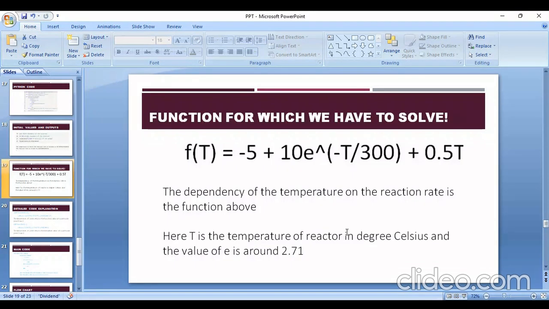So this is the function for which we have to solve, or in other words, we have to find the temperature at which the reaction rate is minimum. This is basically the Arrhenius equation which I have shown you in the earlier slides. Here T is nothing but the temperature in Celsius, and the value of E is around 2.71.